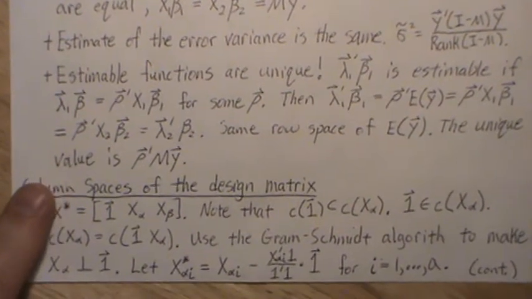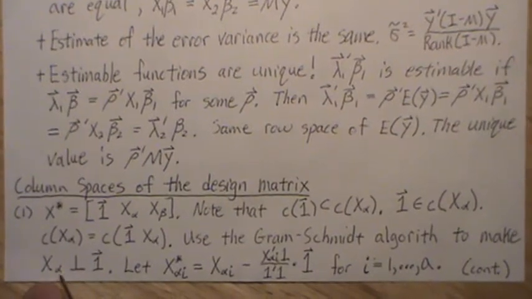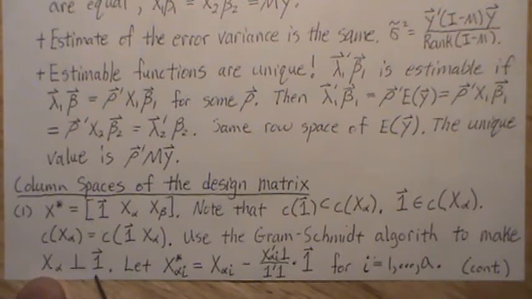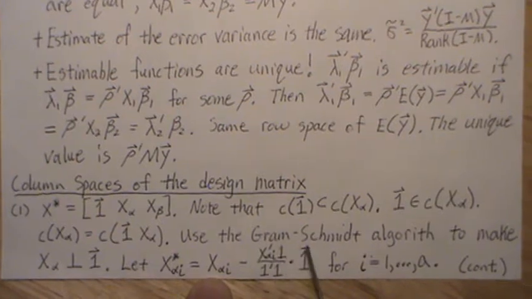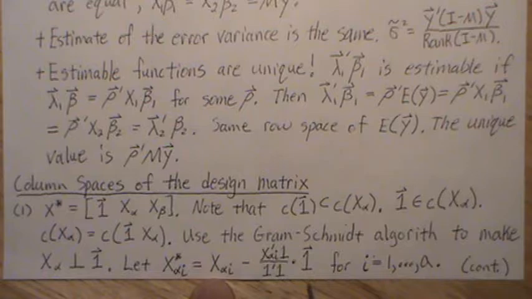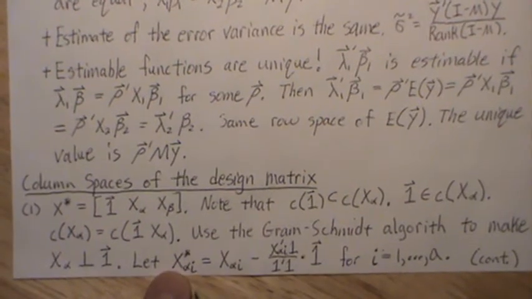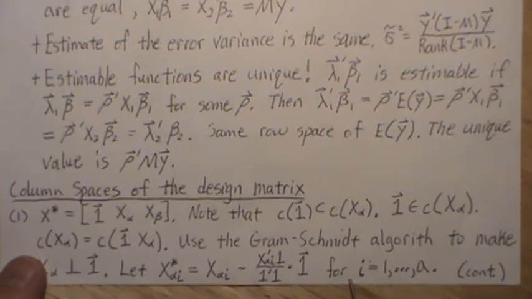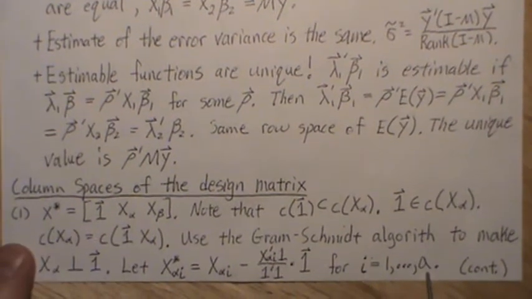But now we can use the Gram-Schmidt algorithm to make X alpha orthogonal to 1, and we do that by this. And notice that we're changing these columns here. And we're doing it by subtracting a constant vector, right? But in a unique way. It's this. So it's the column of interest minus the column transpose times 1 divided by 1 transpose 1 times the 1 vector. So this constant gets put on each column. And then that's our new X, right? And this is done for every column in X alpha, so 1 through a.